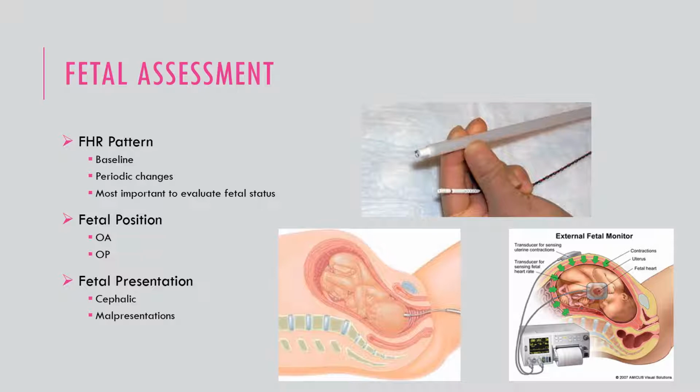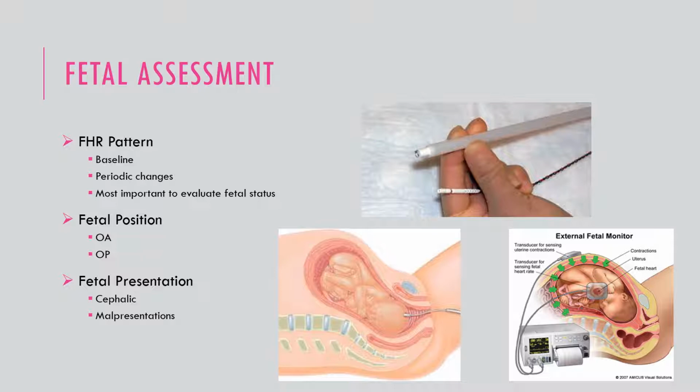Again, from a fetal standpoint, for a vaginal delivery, we want to know what the fetal heart rate pattern looks like. What's the baseline? What type of periodic changes are we seeing? It is most important to evaluate the fetal status. So that's why we have to know those things. What position's the baby in? Is the baby in an OA position, so occiput anterior, or in an OP position, occiput posterior?